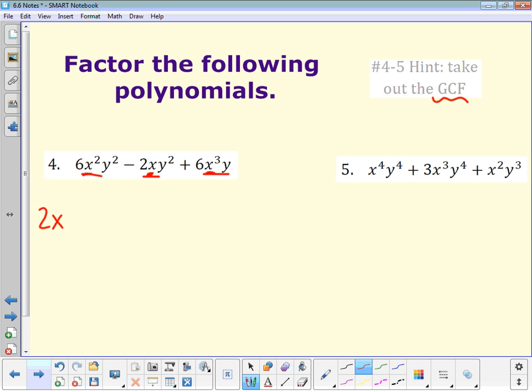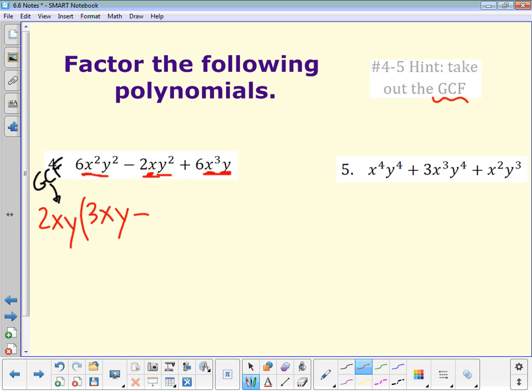And then my y's, I have a y squared, and a y. So the biggest one, again, I can take out is a y. That's my GCF. Now I have to take a look at what's left. Okay, so this is my GCF. And now I want to take a look at what's left. So when I divide these things out, 6 divided by 2 gives me 3. X squared divided by x gives me x. Y squared divided by y gives me y.